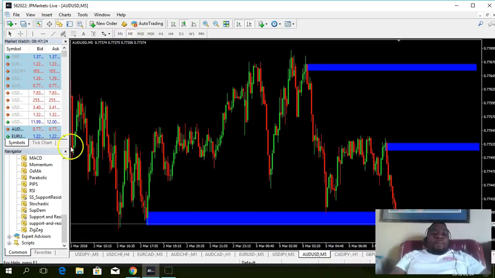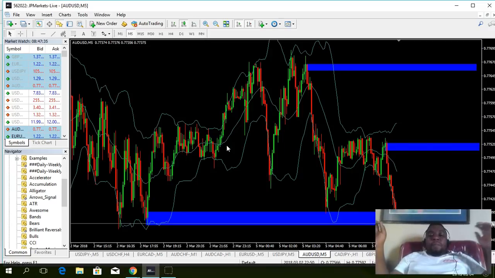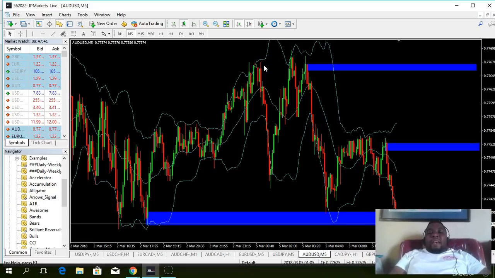So basically, if I could make an example of what I'm talking about right now, I'm going to make an example using this indicator called the Bollinger Band. As you can see, our Bollinger Band is made up of three lines, with a moving average of period 20. So just ignore the moving average that is in between. Let's just focus on the upper band and the lower band.